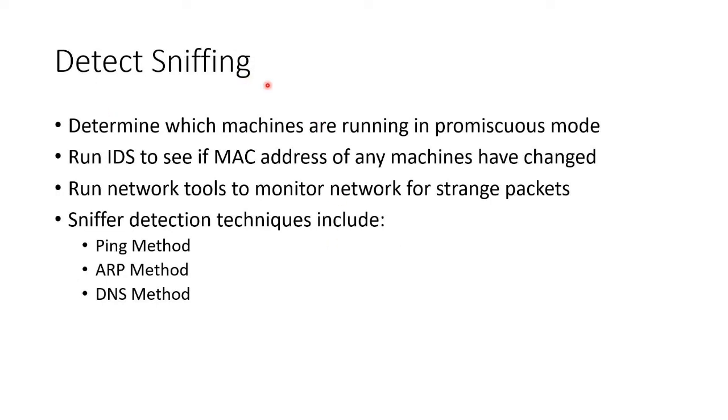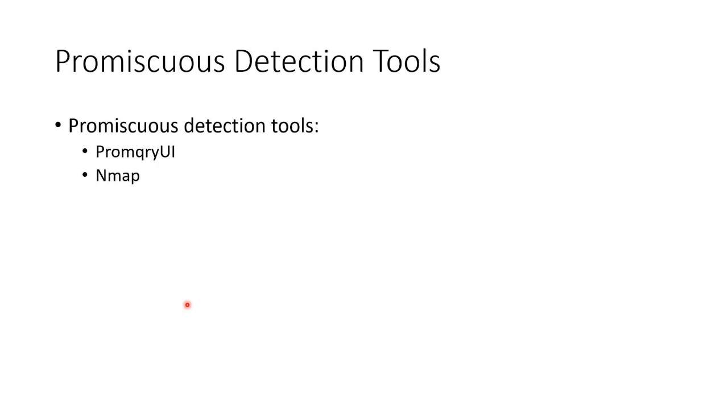So when detecting sniffing, again, look for machines running in promiscuous mode. Have your intrusion detection, just keep an eye to see if any IP addresses suddenly claim that their MAC address is different. Look for strange packets. Sniff for like the ICMP redirect or the strange ARP replies or DNS cache poisoning or phony DNS responses. Here are just a couple of tools that will detect network cards in promiscuous mode. Nmap, PromqryUI.